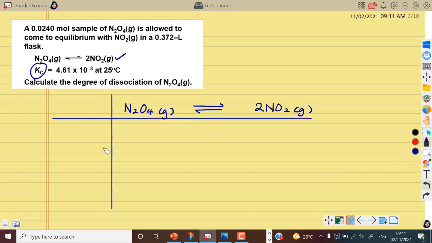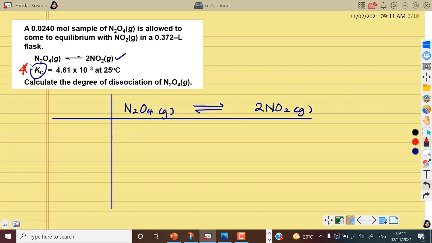So what are we going to build the reaction table based on? Are we going to build the reaction table based on concentration or based on partial pressure? Because we know there are two equilibrium constants, right? Based on Kc or Kp. So if you refer to the question, you are given the Kc value.